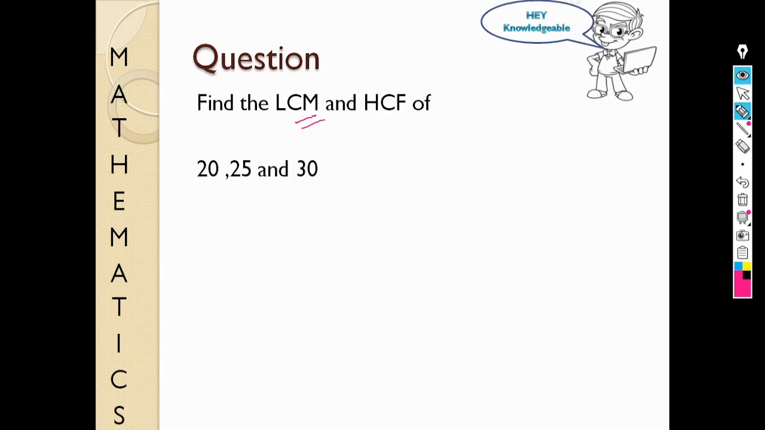Find the LCM and HCF of 20, 25 and 30. We have already talked about many methods, so you use any of the methods and try to find the answer. Pause the video for some time and try to solve this question. The answer is there in the next slide. You can match the answer after you are done.